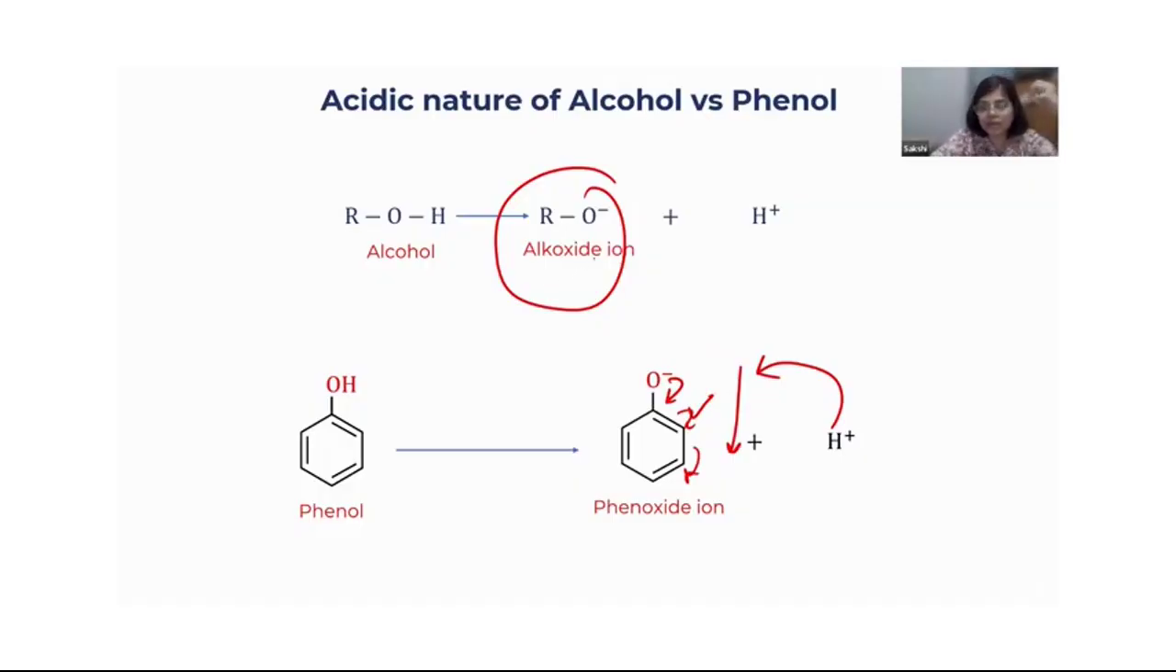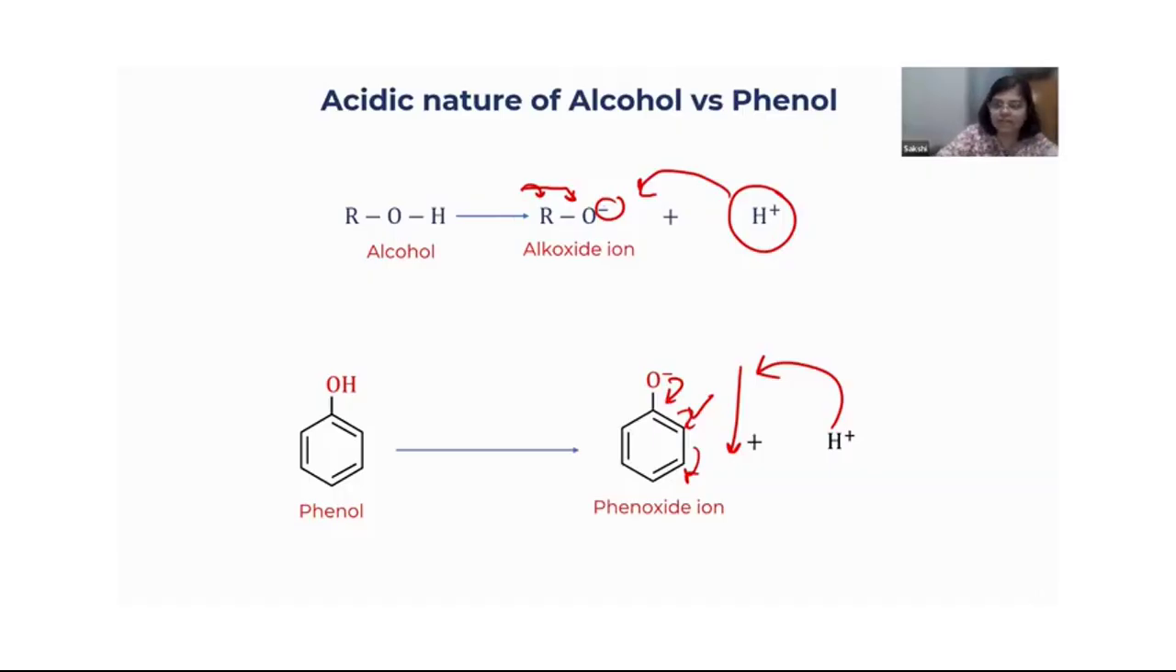But in the case of the alkoxide ion, we all know that alkyl groups show the inductive effect. What is the inductive effect? They increase the electron density on this oxygen. Already there is a negative charge. If we increase the electron density, what will happen? The H plus ion would definitely want to come back, and it will again form the alcohol, right? So it will be a weak acid.